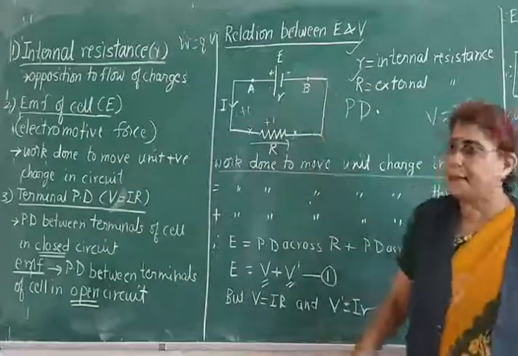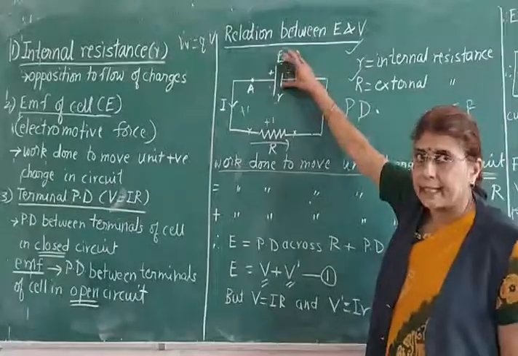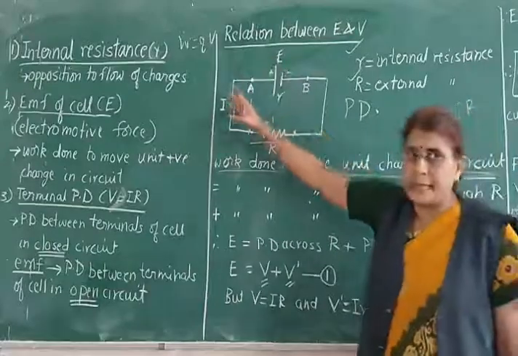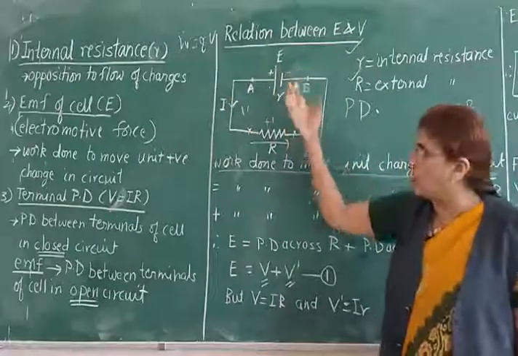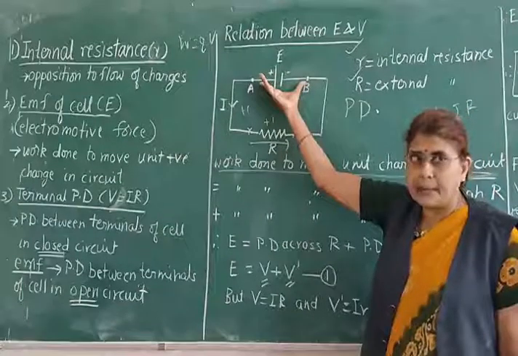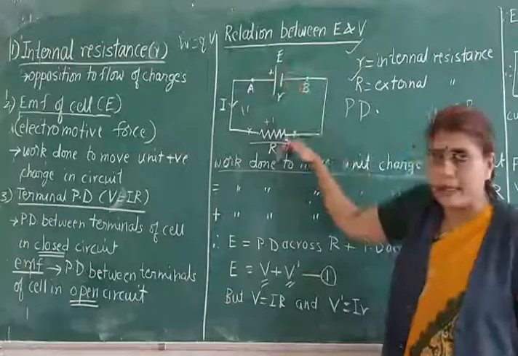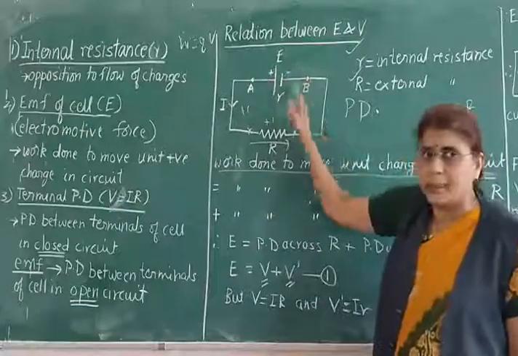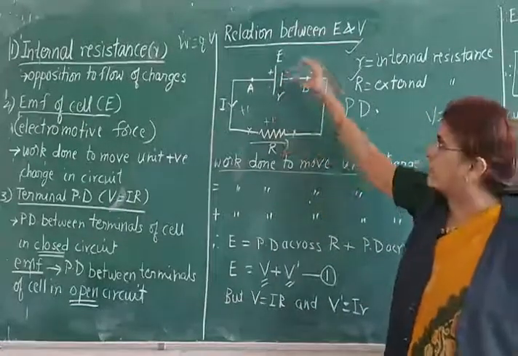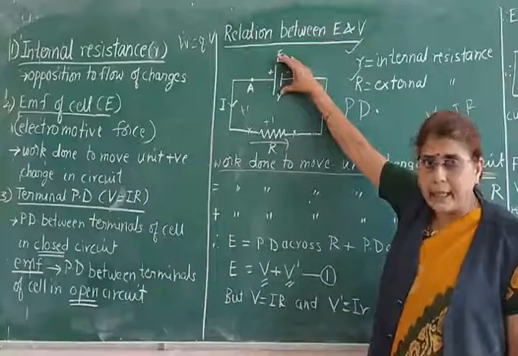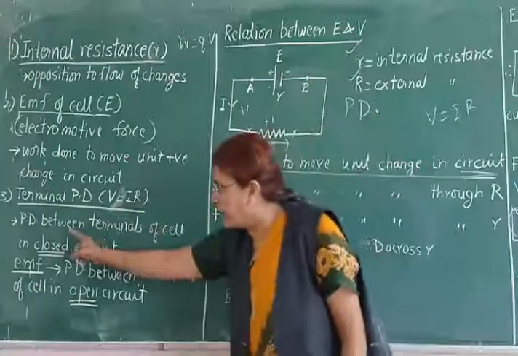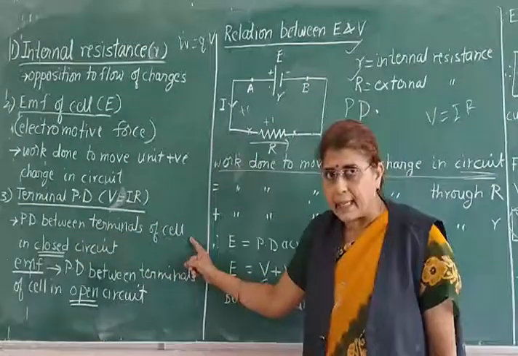Now you can see the figure. The cell is connected between the points A and B. R is also connected between the same points A and B. So the PD across R will be nothing but the PD across the terminals of the cell, right? Because these two are in parallel, both connected between the points A and B. So whatever is the PD across R is nothing but the PD across the cell. So this is the PD between the terminals of the cell.